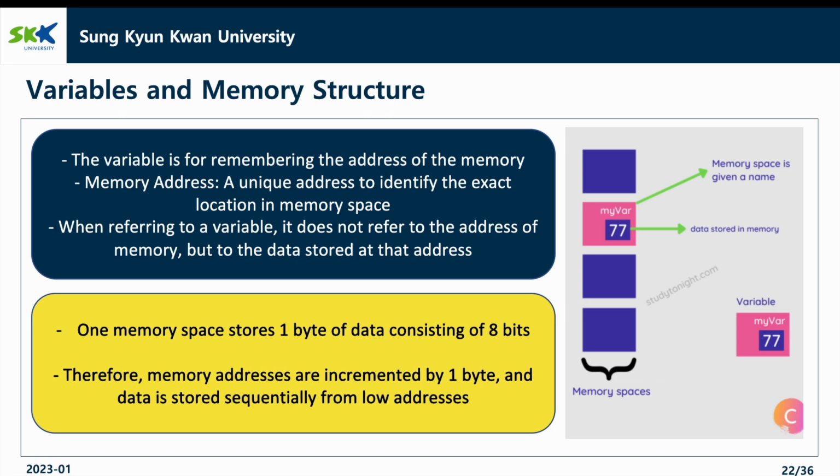The following figure shows how variables are stored in memory. One memory space stores 1 byte of data consisting of 8 bits. Therefore, memory addresses are incremented by 1 byte and data is stored sequentially from the low address.